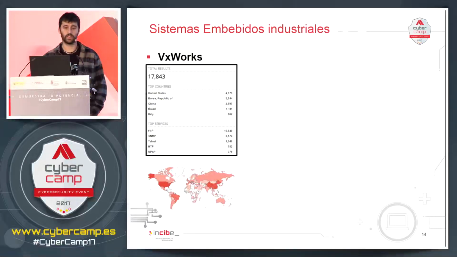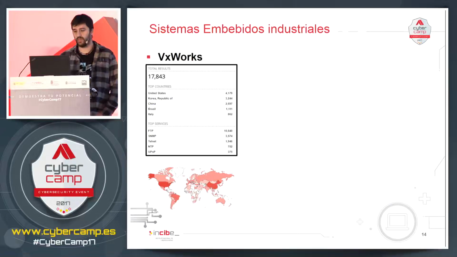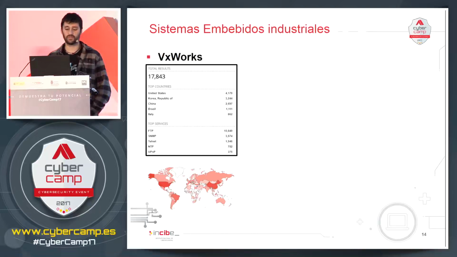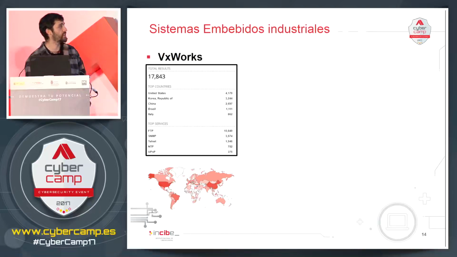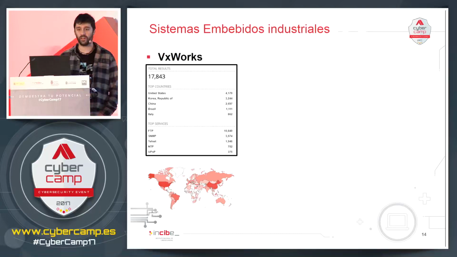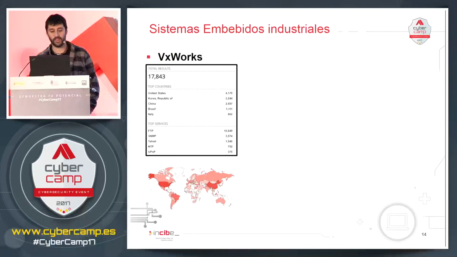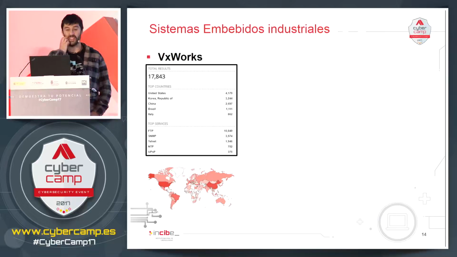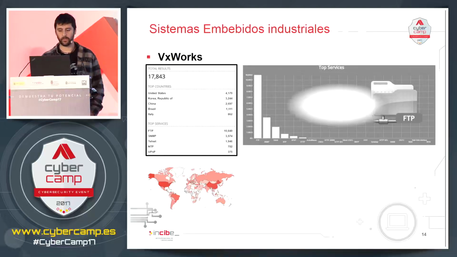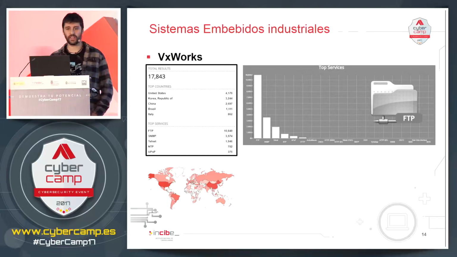And VxWorks. One of the operating systems that's most extended throughout the world. Very quickly, VxWorks. If you change the banner, no problem. There are other ways to find it, but anyway, 17,843. Take out the honeypots, or somebody who's changed the banner just for the fun of it.